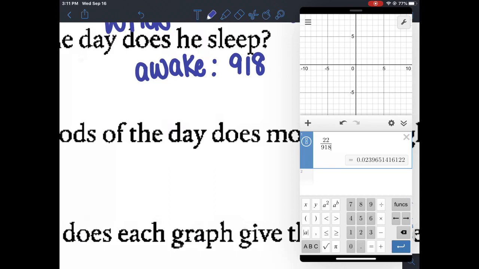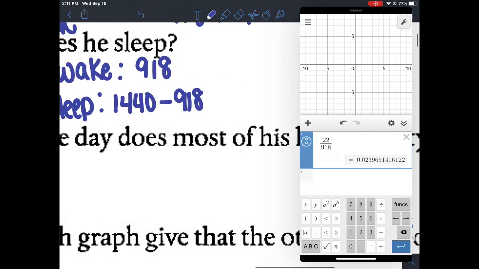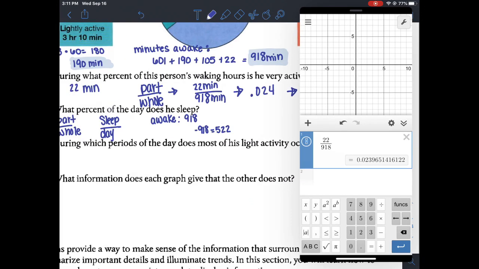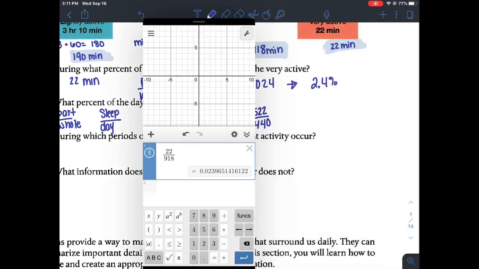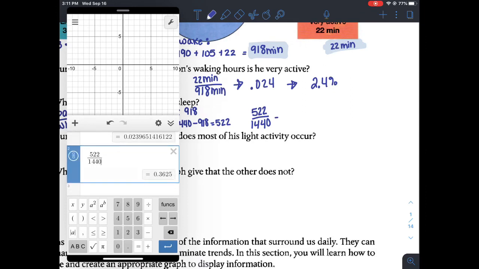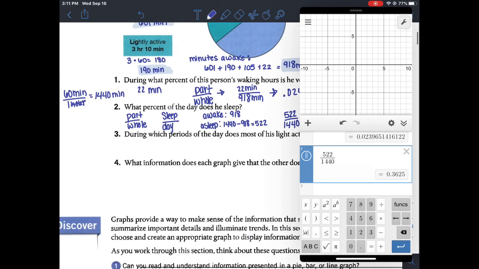So he is asleep for 1,440 minus 918. So he's asleep for 522 minutes. Okay, so we're going to go back to that fraction. We're going to go asleep for 522 minutes out of 1,440. And if we typed that into our calculator, we got 522 divided by 1,440. And we have 36%. We'll round to the nearest whole number percent.